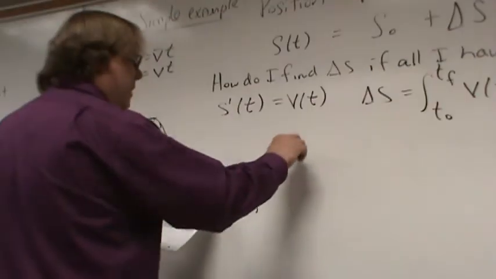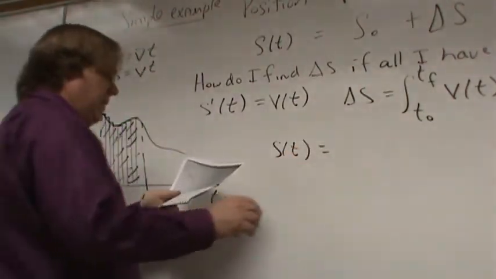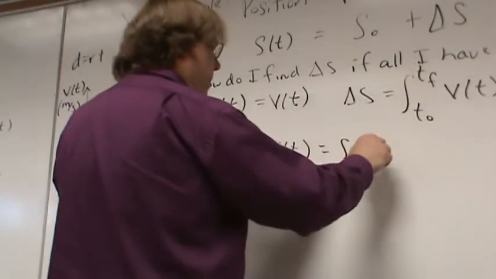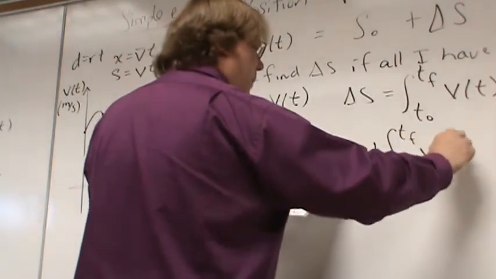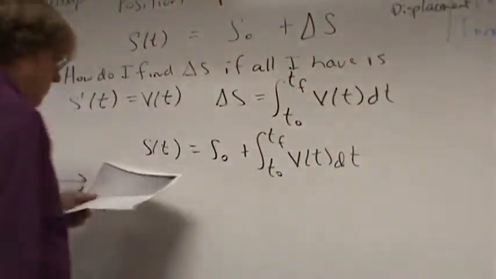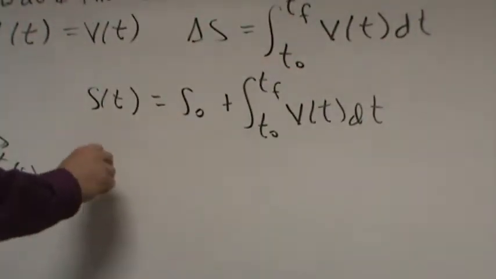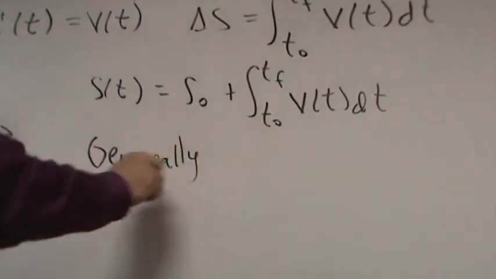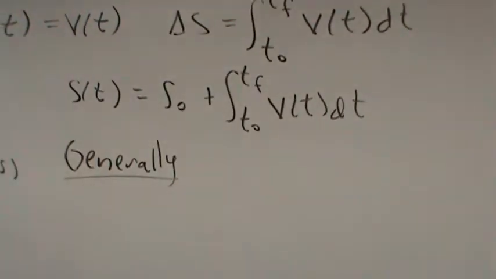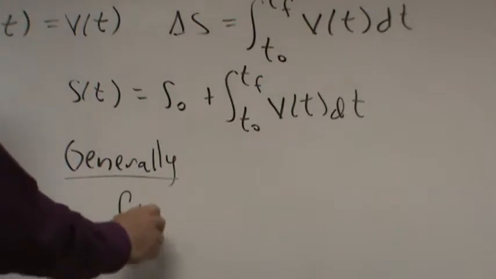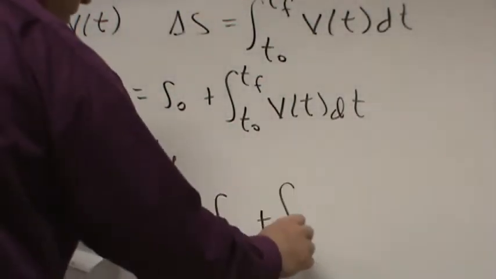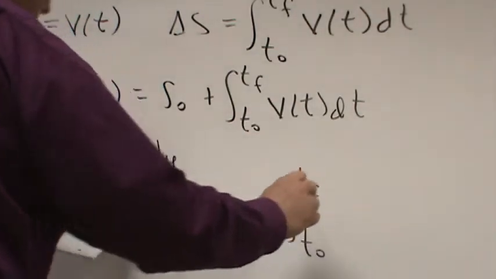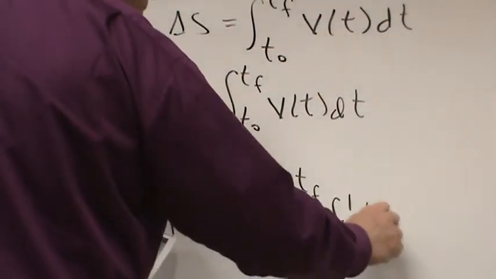And so I get to say this. Generally, S of t equals S naught plus the integral from t naught to t sub f of v of t dt. And so, generally, this is true for position, but it's really true for any function. It's true for any quantity. F of t equals the initial f plus the integral from the initial time to whatever your final time is of f prime of t dt.